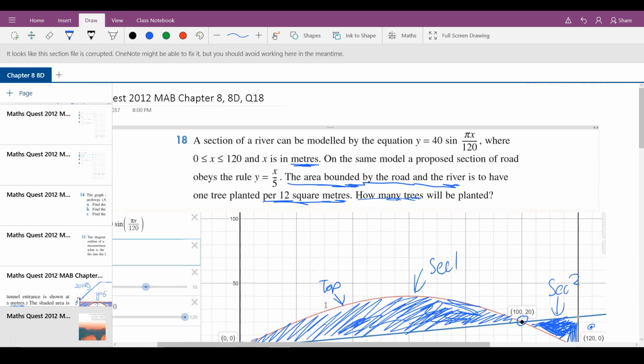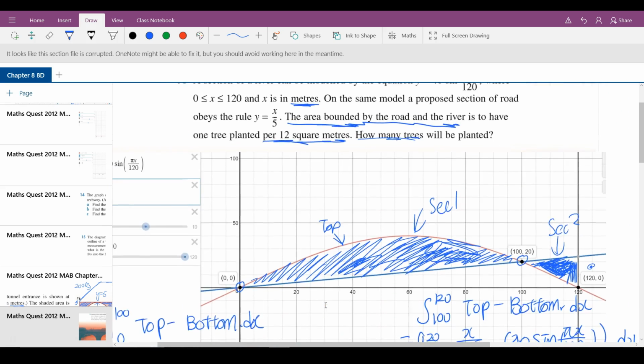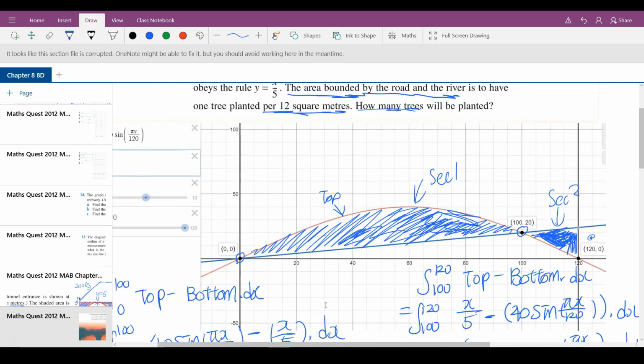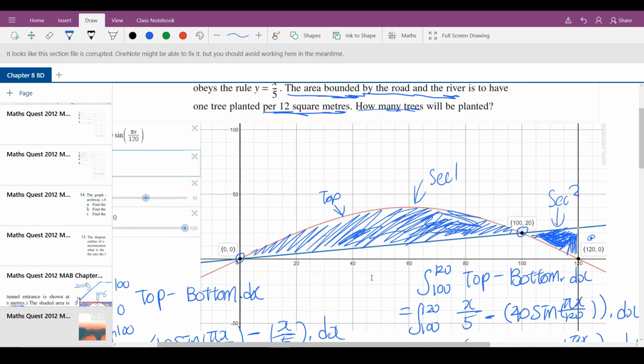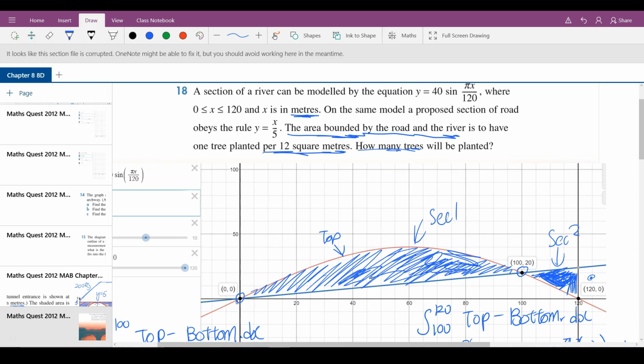But if they really have this exam in a test, and I will tell you what they meant. Okay, so we did look for the area bounded by the road and the river, right? Which is the section 1 here and the section 2 here. But I think what they really mean is this. All right, this is my understanding of the question when I read it the second time.